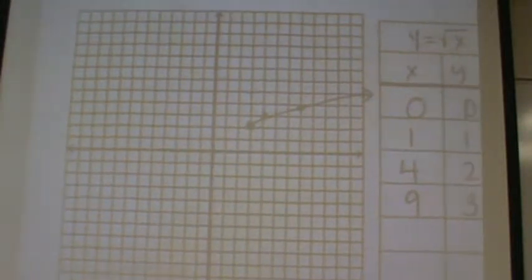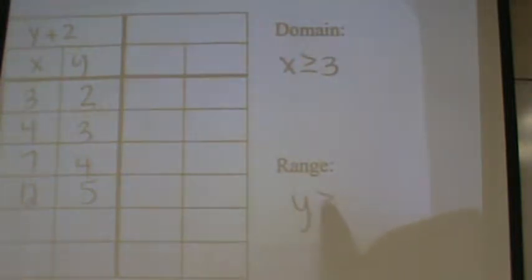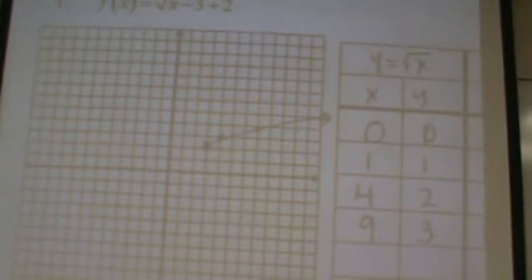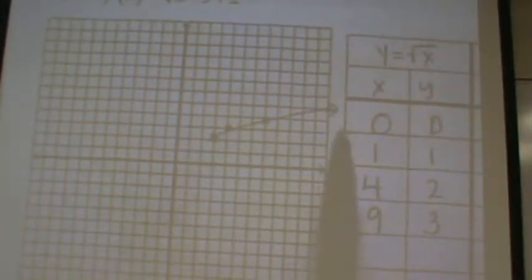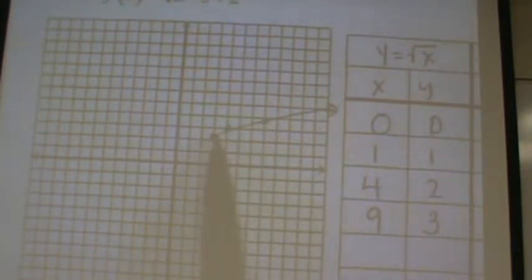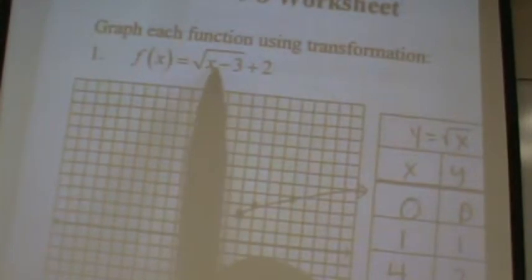Can you tell me the domain and the range now? Actually, x is greater than or equal to 3, and y is greater than or equal to 2. Very good. Now, if I ask you to find the inverse of this, would everyone be able to do it? Yes. You would flip these, I would just do the first 3 points, flip them. So in other words, instead of graphing 3, 2, you'd graph 2, 3, 3, 4, 4, 7, and 5, 12, okay?